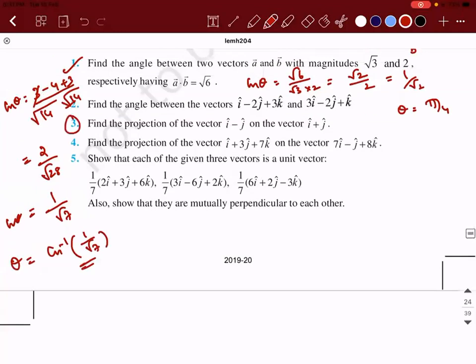Third, find the projection of this vector on the other. So what is the answer?